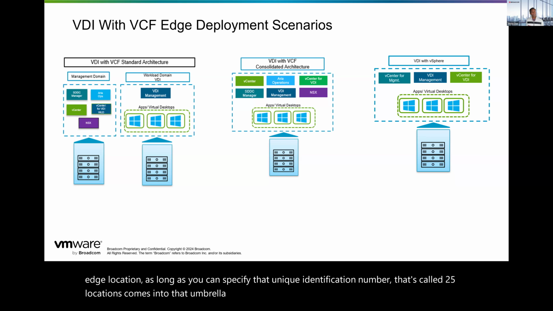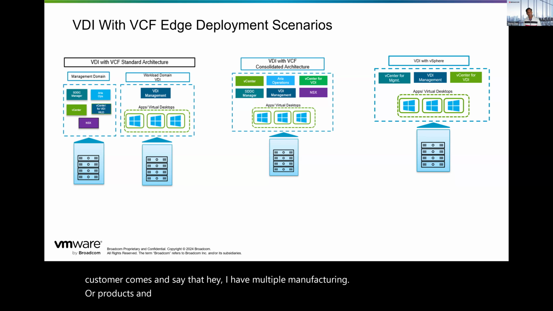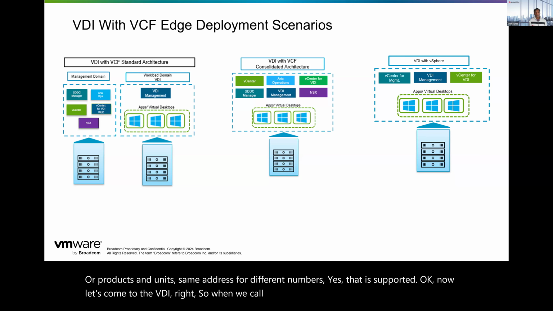If you have a separate address, it's fair, but sometimes a customer comes and says, hey, I have multiple manufacturing units or production units, same address, but different numbers. Yes, that is supported. Okay, now let's come to VDI. When we call VDI, there is no physical 25 location limit at all.